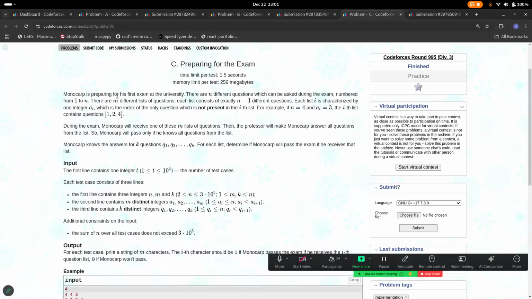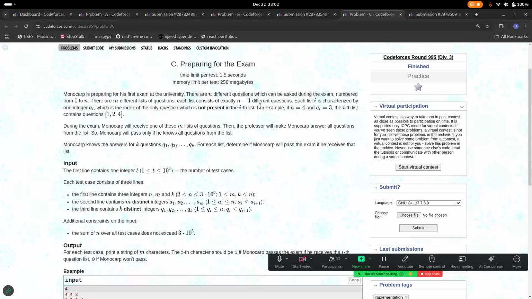So in this problem, Monocarp was preparing for his first exam, and there were n different questions which could be asked during the exam. The questions were numbered from 1 to n. Now, you had m different lists of questions, and each list consists of n minus 1 different questions. Each list was characterized by the question which was left out, a of i, which means this list contains all questions other than this question.